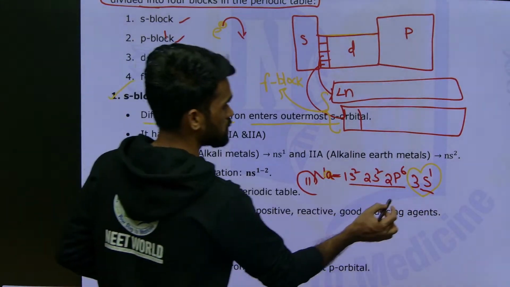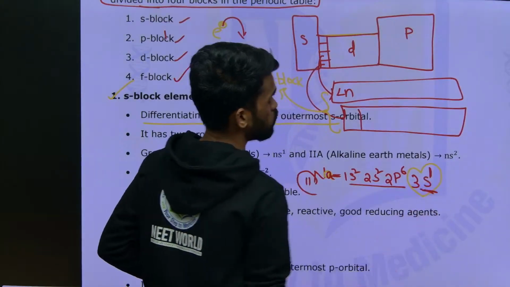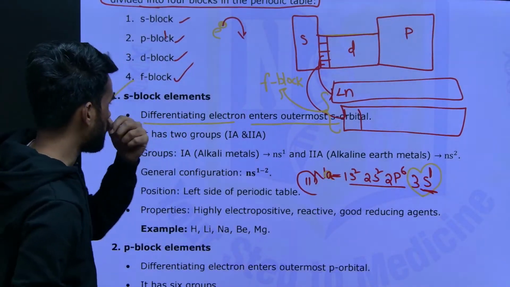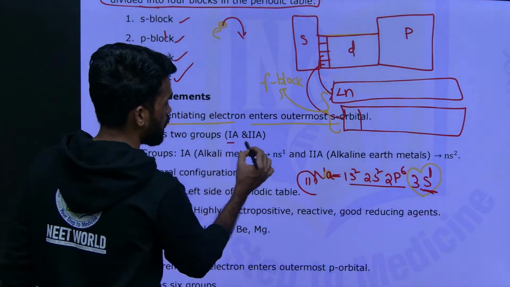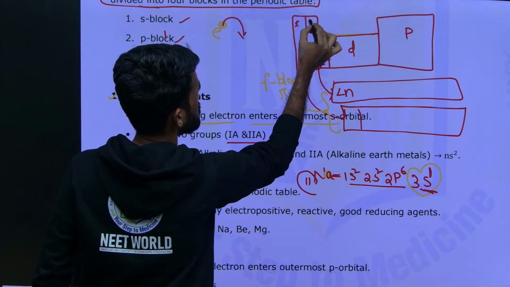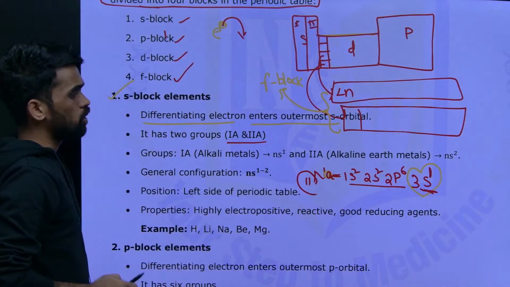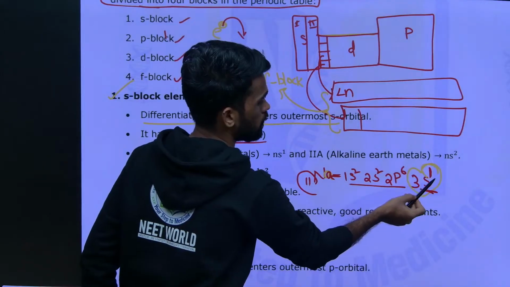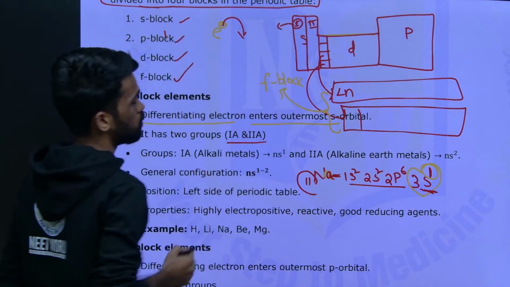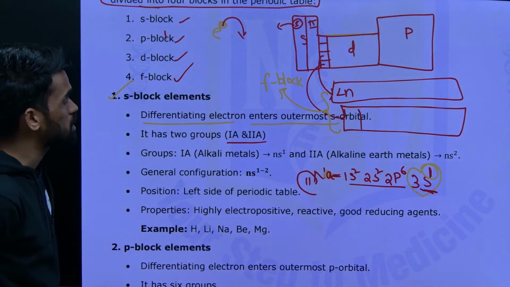Now how many s electrons are there? 1. So it is the first group. It means there are 2 groups in this s block. S block has 2 groups: this is 1A group, this is 2A group. Since it has 1 electron in this s orbital, it belongs to the first group, that is 1A group.